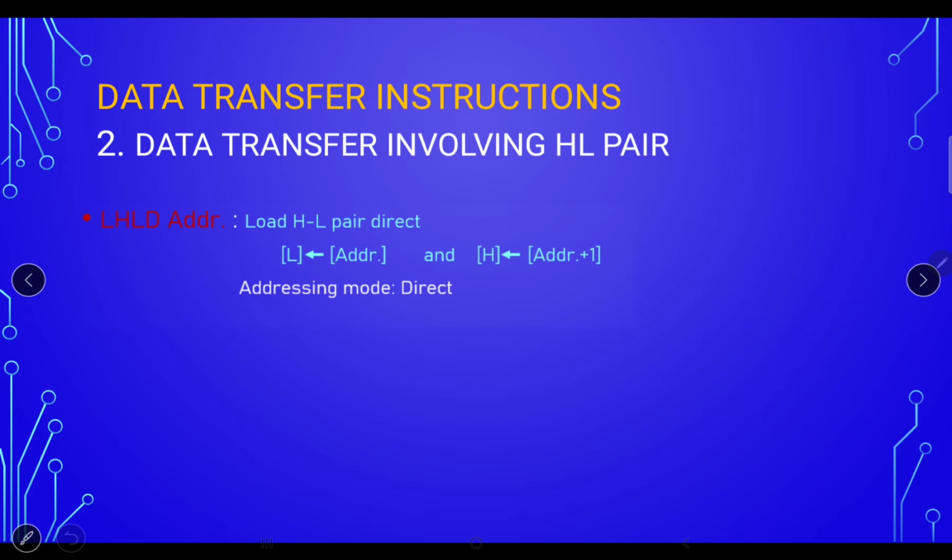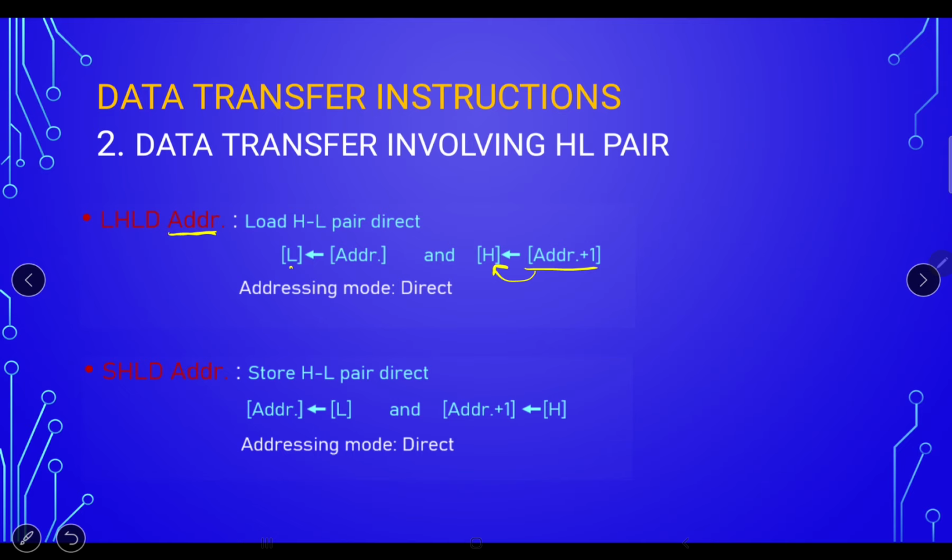So the first one is the LHLD instruction. The syntax is LHLD, and in the operand we have to write a 16-bit address. LHLD stands for load HL pair direct. Here the value stored at the given address is copied to L and the value at the next address location is moved to the register H, and the addressing mode is direct addressing mode.